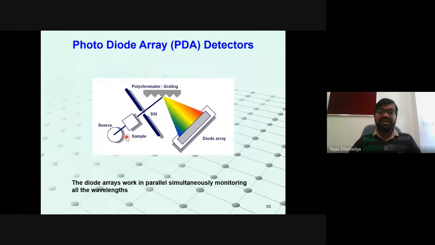This is how the PDA, the photodiode array, works. When the light passes through the sample through a particular slit, it will fall on a polychromator or a grating device, and that light will split into several colors, VIBGYOR, which we can call visible light, and then we can sense them using the diodes, which are arranged as more than one diode. So that's why they are termed as diode array detectors.